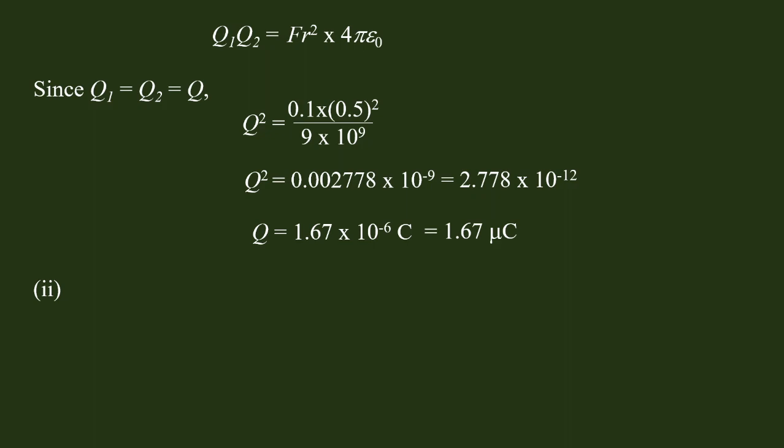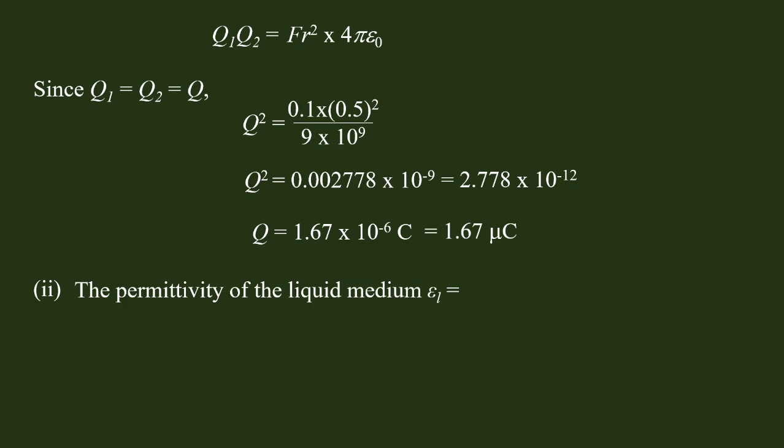Now, for two equal charges at a distance of 50 centimeter in vacuum, and the same charges in a liquid, the force differs. In Coulomb's law, the value of K depends on the medium in which the charges are situated. In vacuum, K is 9 into 10 to the power 9 newton meter square per coulomb square. For a liquid, it depends on the permittivity of the liquid.